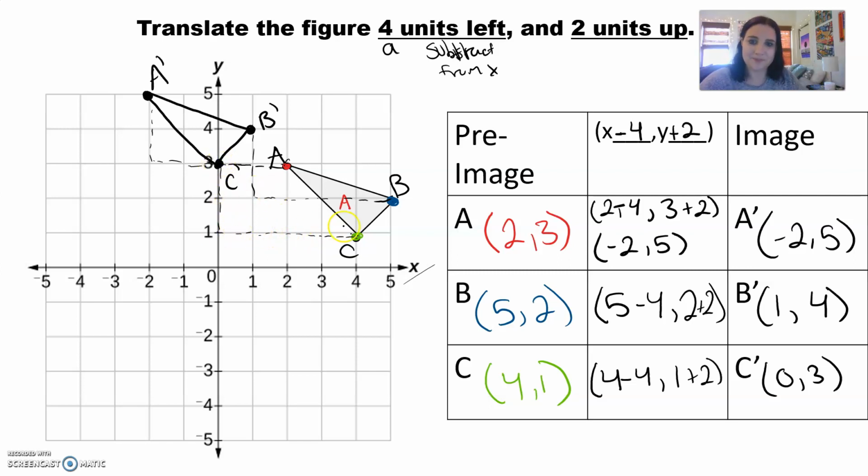I am good. So this is 2 different ways that you can translate figures. You can add or subtract from the coordinates, and you can also just move the figure on the graph. Sometimes you might not know the coordinates, or you might not have the graph, so you need to know how to do the coordinates. But both ways work and lead to the same image from the pre-image.